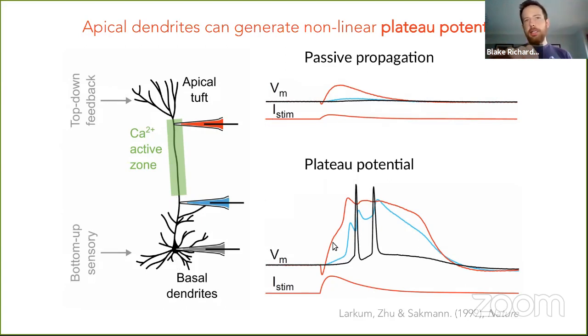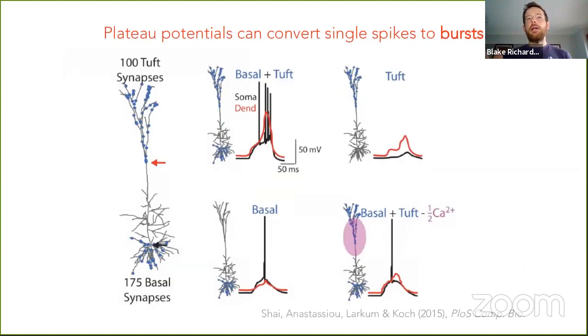In contrast, if he provided enough stimulation to the apical trunk, then he could trigger a nonlinear plateau potential, so named because it lasts for a long time, as a result of calcium channels in the apical dendrites. That plateau potential was more than enough to induce depolarization at the soma. In fact, it induced high frequency bursting at the soma.